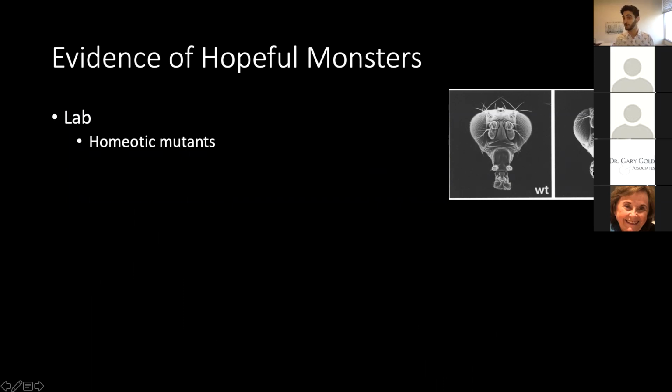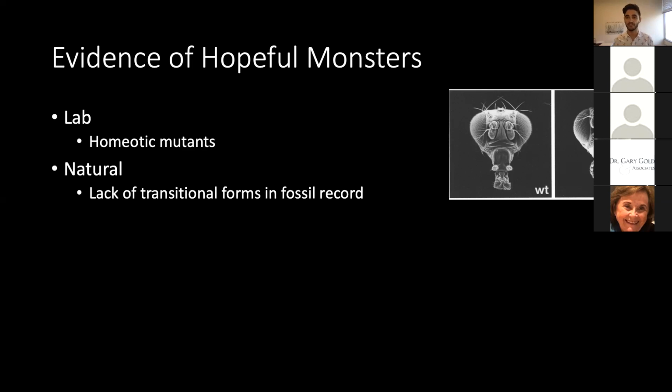I think this is what we would call a hopeless monster, but nonetheless, as Goldschmidt would argue, this proves that genetically, these types of changes are very possible. Small changes to a developmental patterning gene could have drastic effects in the adult. Now, unfortunately, the natural evidence is a little bit more lacking. The best evidence we have is the lack of transitional forms in the fossil record.